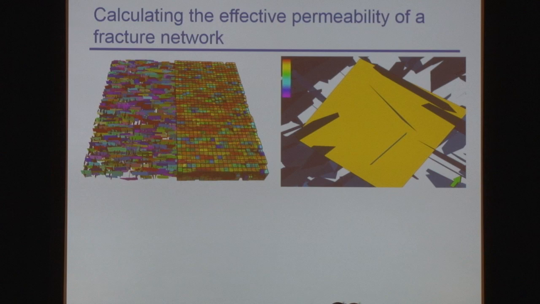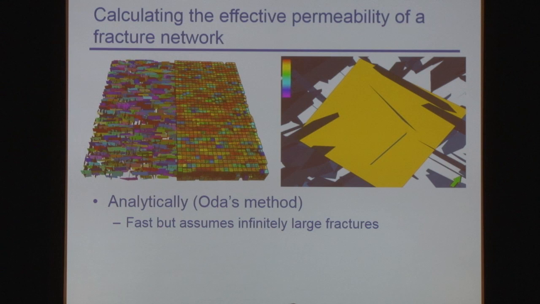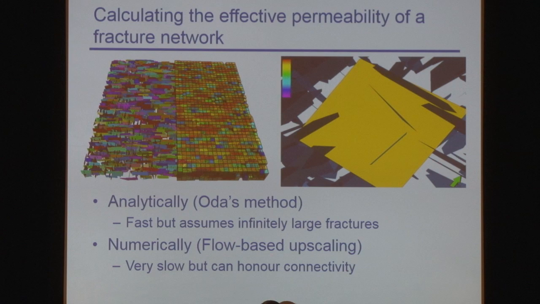We can do this analytically, the so-called ODES method. It's fast, but it assumes infinitely large fractures because it's only based on geometrical arguments. We can do this numerically using flow-based upscaling. It's very slow, it's impractical for any full-field applications, but if we use the right boundary condition, we can honor the local connectivity of the fractures at the scale of a grid block.